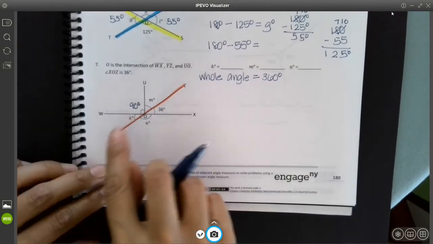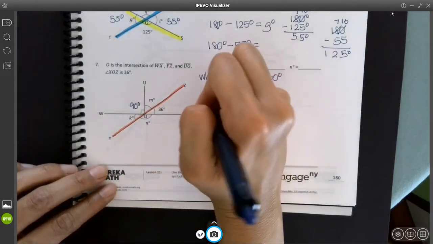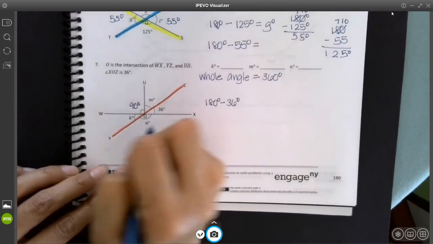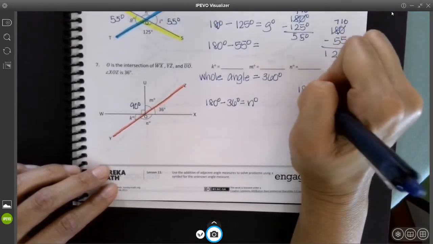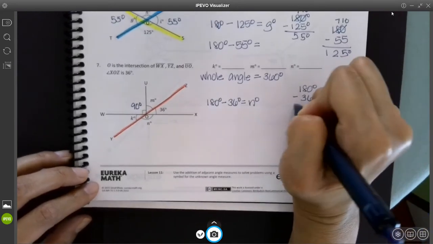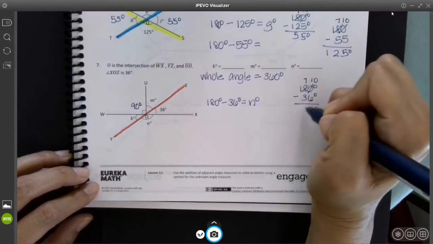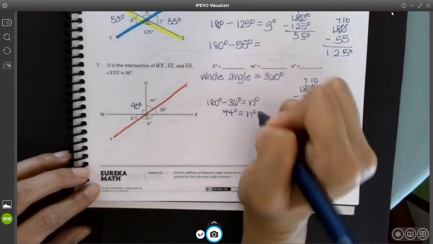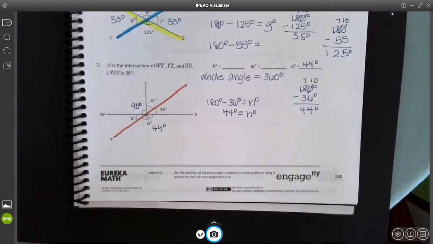Line YZ is 180 degrees. So I'm going to subtract 36. So 180 degrees minus 36. I'm looking for N degrees. So here we go: 180 degrees minus 36 degrees is 44 degrees. So 44 degrees equals N. So we know this is 44 degrees, and I'm going to write it up here, 44 degrees.